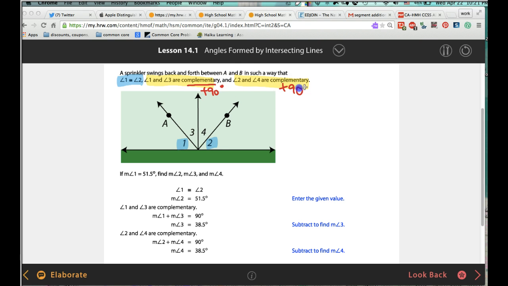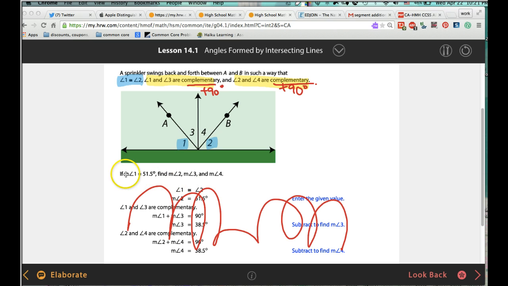90 degrees, okay? All right, so let's look. Oh no, all the answers are given right here. Don't look. Okay, so if the measure of angle 1 is 51.5, what is the measure of angles 2, 3, and 4? Well, 1 and 2 are the same, so the measure of angle 2 is 51.5 degrees. And then to find the measure of angle 3, don't forget, what does it say? 1 and 3 are complementary. So that means the measure of angle 1 plus the measure of angle 3 equals 90 degrees, right? But what is the measure of angle 1? Oh yeah, they just told us it's 51.5.